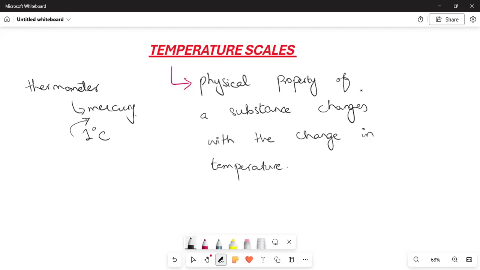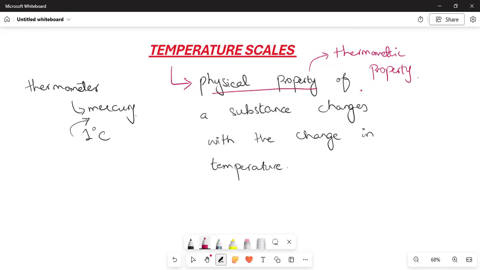That physical property is called thermometric property. So a thermometric property is a measurable property that is changing with temperature, and we measure that. It's an indicator because we cannot directly see temperature, but we can observe something that responds to it. Remember the word observe, that something is changing that we are observing.